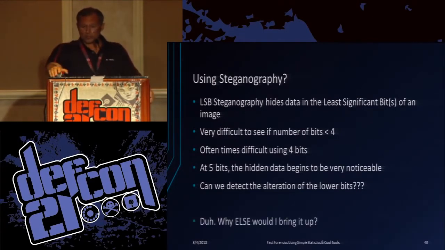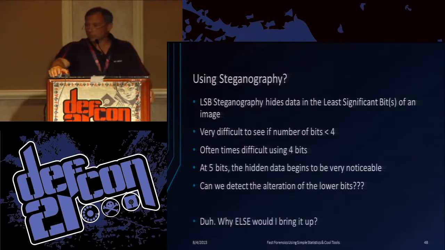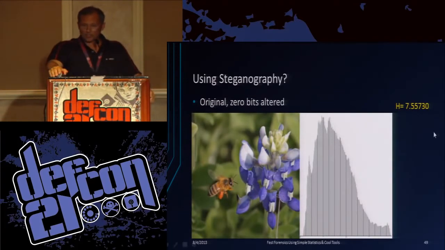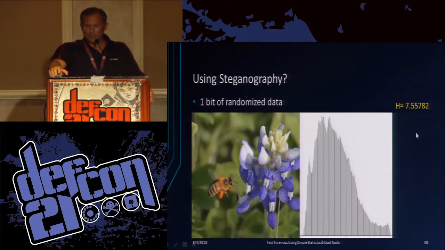So what about with the histogram? Well, of course, otherwise I wouldn't bring it up, right? All right, so here's a honeybee, the original. You can see a fairly smooth histogram there, entropy 7.55. And then we go to 1 bit of randomized data. Tough to tell on that one, right? It would not raise my alert flag, looking at that histogram. It's a little spiky, but not too much.